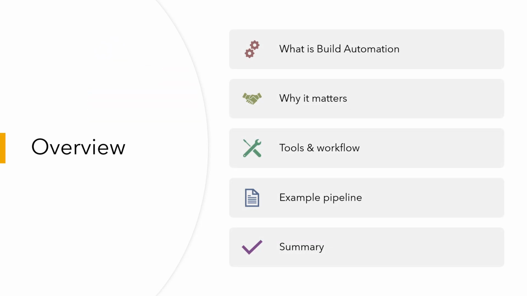So here's a quick overview of what I'll cover within the presentation. First, I'll explain what build automation actually is and what it includes. Then I'll talk about why it's important in real-world software development, especially for teams working on large projects. After that, I'll introduce some of the common tools used for automation and explain how they fit into the workflow. I'll also walk through a simple example of a build pipeline so you can see how everything connects step by step. And then finally, I'll wrap up with a summary and a few key takeaways.